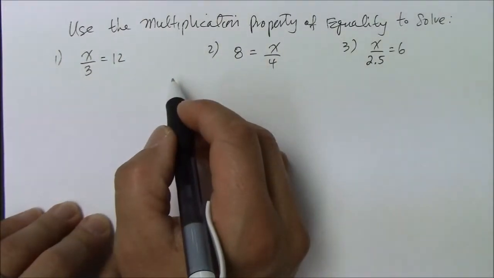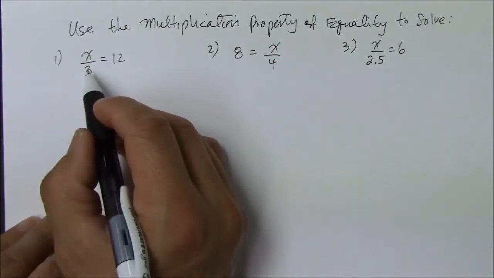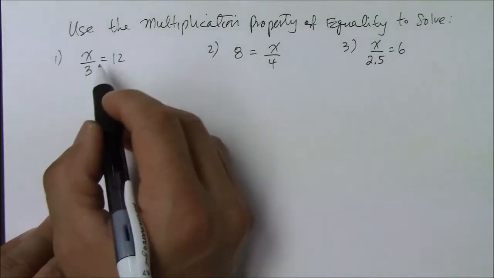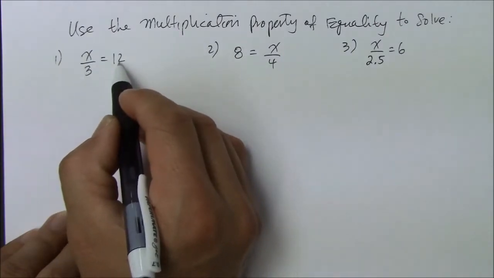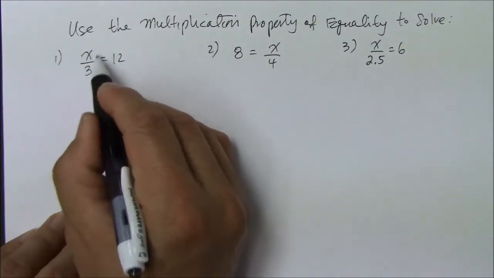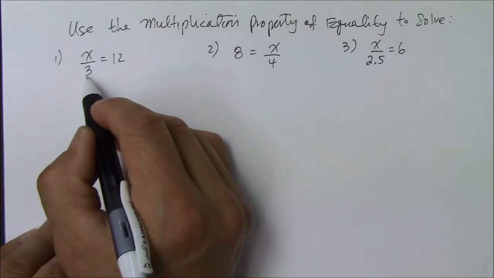Multiplication property. So here on number 1, if you read it from left to right, it says x divided by 3 is equal to 12. So the question becomes, what number divided by 3 is 12?